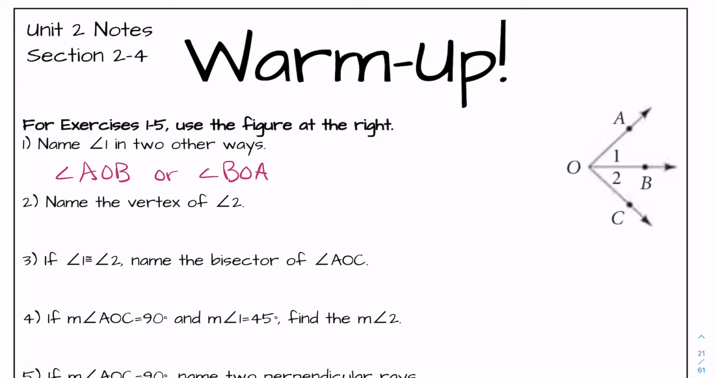Okay, name the vertex of angle 2. The vertex is, well, I just kind of answered that. It is point O.